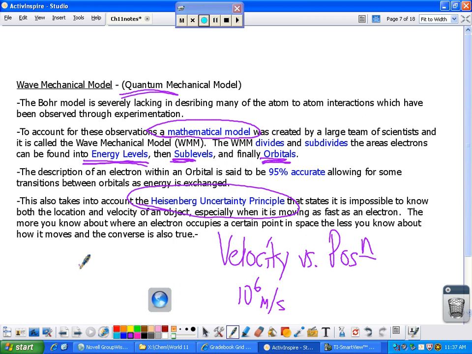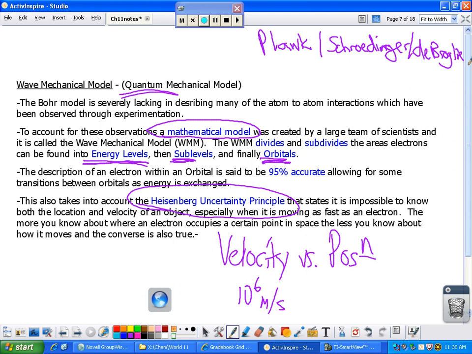So Heisenberg says this. A whole group of guys comes up with this mathematical model. Let me write some of their names down here. Their names are Planck, let's see, Schrodinger. And Schrodinger's the one the equation is named after. It's called the Schrodinger equation. De Broglie. Heisenberg works with these guys. There's one more I'm missing. This one helps him a little bit. Oops, let me try to write that correctly.